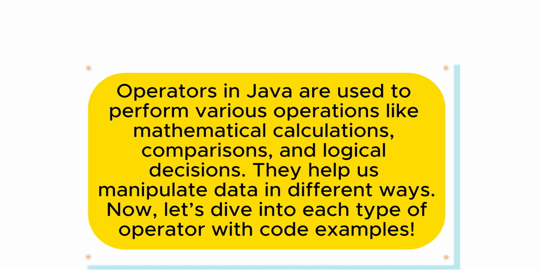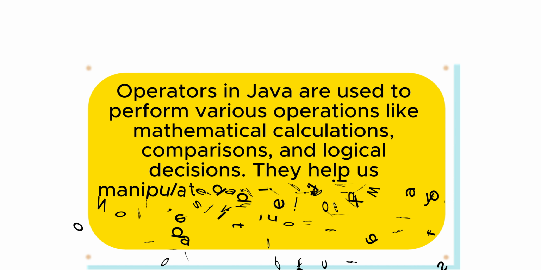Now, what are Java operators? Operators in Java are used to perform various operations like mathematical calculations, comparisons, and logical decisions. They help us manipulate data in different ways. Now, let's dive into each type of operator with the code examples.